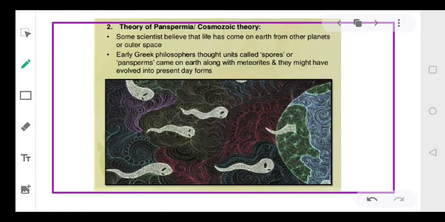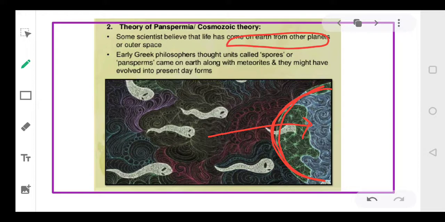The second theory that is again considered very important is the theory of panspermia or cosmozoic theory, right? The scientists who believe in this theory say that life has come on the earth from another planet. As per them, suppose this is your earth, right? This is your earth. I have shown it diagrammatically. So life existed somewhere else in the galaxy, in the universe, and then this life reached the earth. So life is not created on the earth, it has come on the surface of the earth.